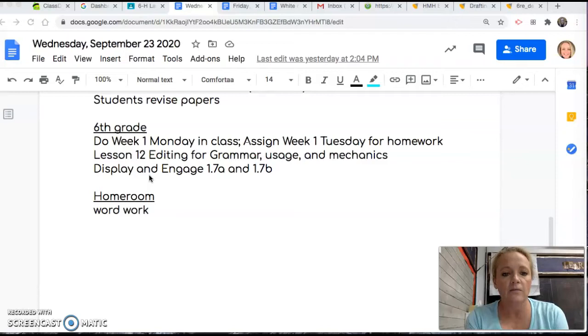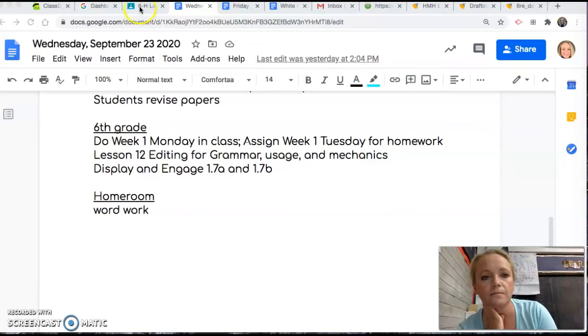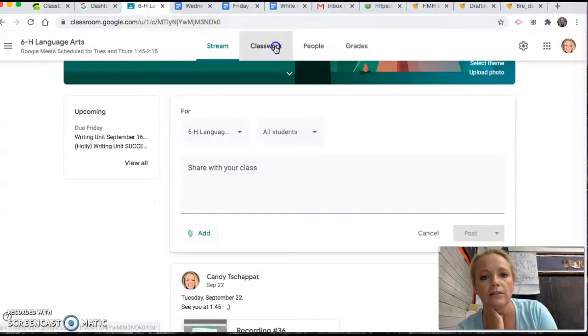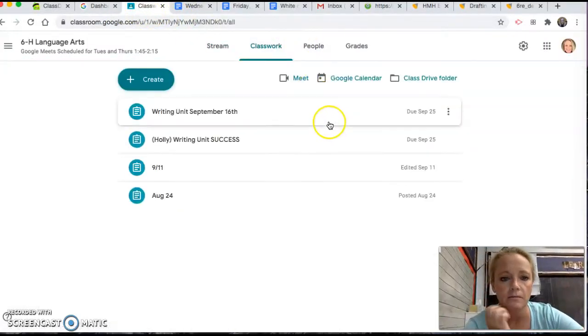Today we did week 1 Monday in the sentence writing packet, and I assigned week 1 Tuesday. So you have an assignment to do for tomorrow. You can take a picture of it or you can upload it to the Google Classroom assignment. If you've already submitted it on Google Classroom, I can show you classwork.